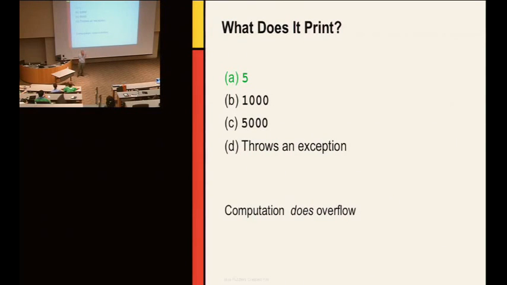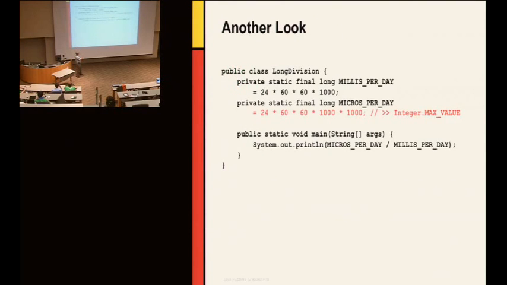Billions. That's like a big number. It's just gigantic. 2 to the 63 because they're signed. But anyway, it's just gigantic. So what's going on? Let's take another look. See, here's the problem. Yes, the long is big enough to hold the number of micros per day. But look how we're calculating it.